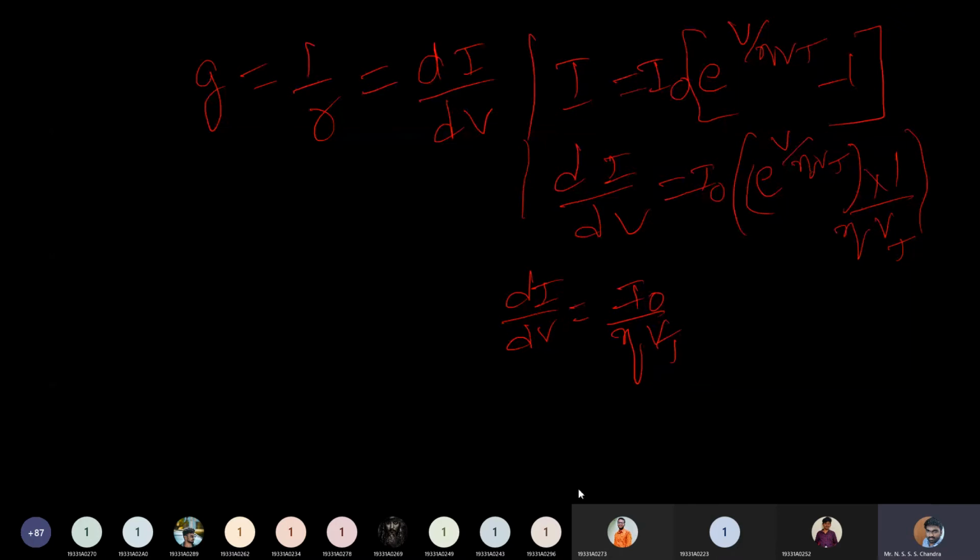Screen not visible or visible? Please unmute and answer. It might be a problem of one student. Connectivity problem might be there. Visible, right? So visible.